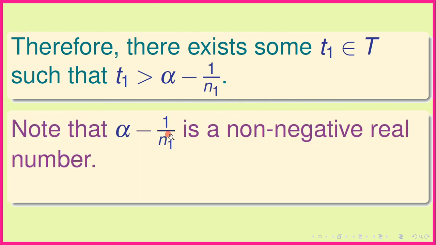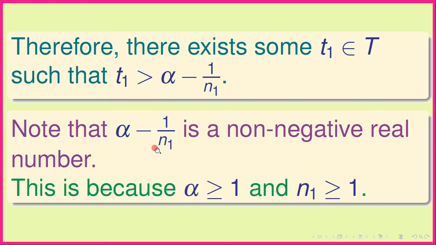Now note that this quantity, alpha minus 1 upon n1, is a non-negative real number. It cannot be negative. Why? Because alpha is greater than or equal to 1. By definition of capital T, 1 belongs to T because 1 squared is less than 2. And alpha is an upper bound for T, so alpha is greater than or equal to 1. And n1 being a natural number is also greater than or equal to 1. So therefore, this quantity is always greater than or equal to 0. In fact, this quantity is positive. One can really check.